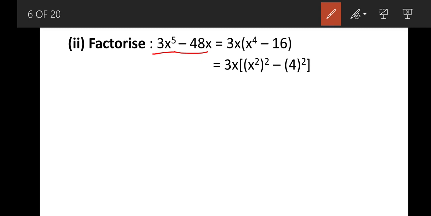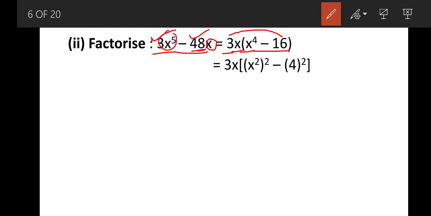If x raised to the power 5 is given to you here, and x is given to you here, can I take something common out of this x raised to the power 5 and x? Yes, I can take x as common, and out of 3 and 48, can I take 3 as common, because 3 is the common factor of 3 and 48. So 3 I have written outside. So 3x first I have taken common, and then I will be applying the identity. So it will be x raised to the power 4, because 1x we have taken outside, minus 16, because 3 into 16 will give you 48. So it will be 3x bracket x raised to the power 4 minus 16.